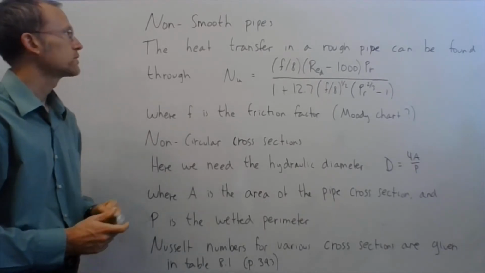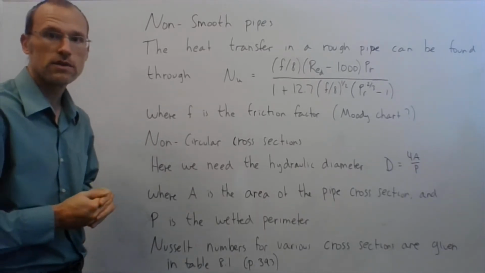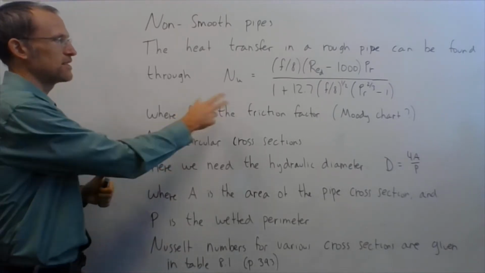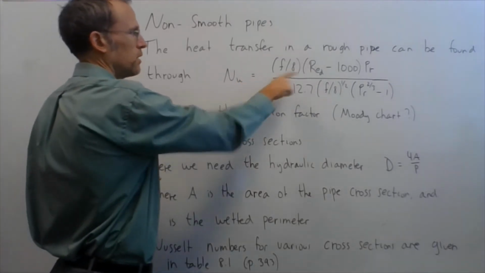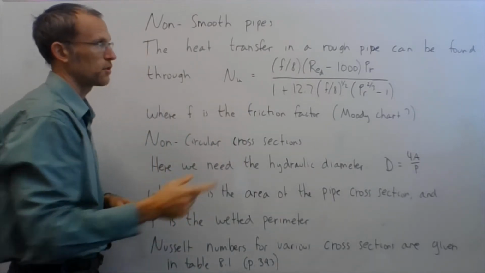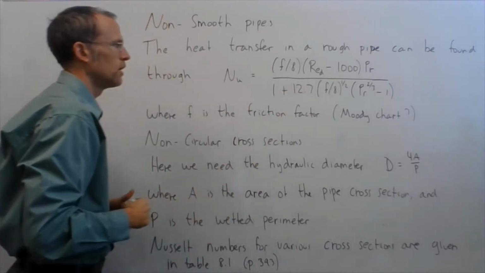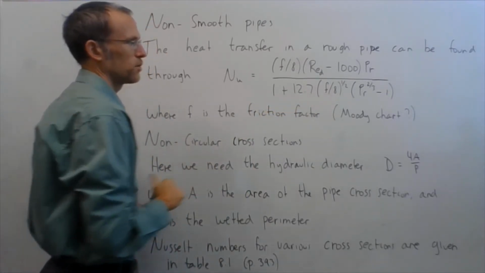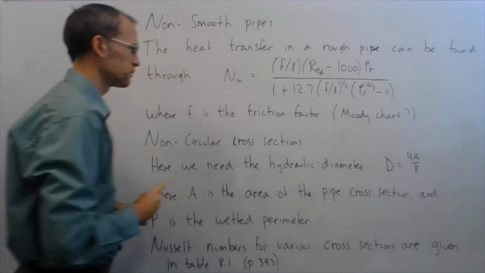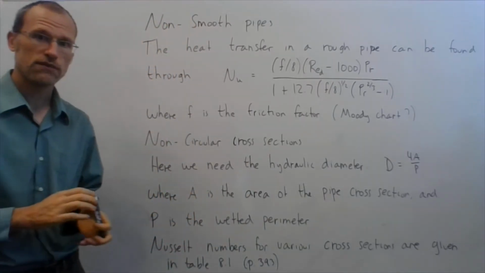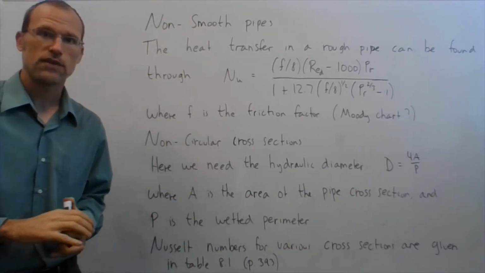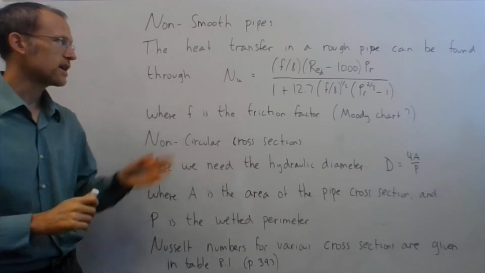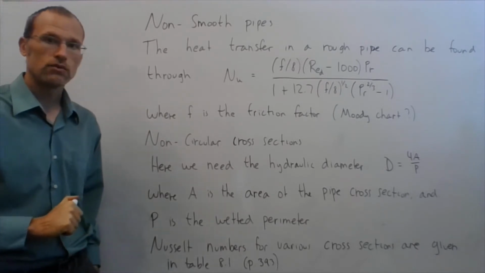Other less common scenarios are first ones for non-smooth pipes. If you have a rough pipe, the Nusselt number for that case, based on diameter, is F over 8, Reynolds number based on diameter minus 1,000, times Prandtl number, divided by 1 plus 12.7, F over 8 to the 1/2 power, Prandtl number to the 2/3 minus 1. F is the good old friction factor. You may remember that from fluids class. You found that from the big ugly equation or the Moody chart. So that's how you do that for rough pipes.